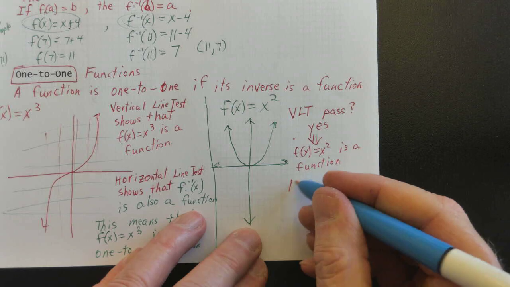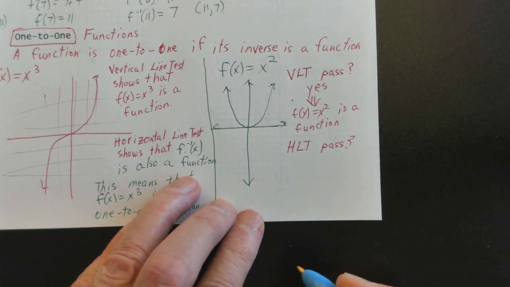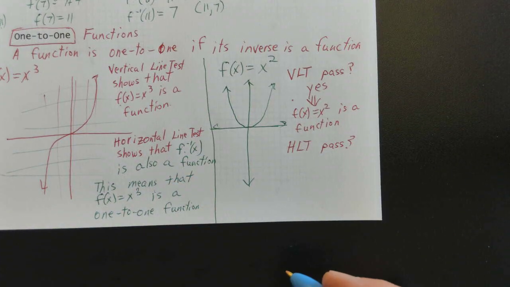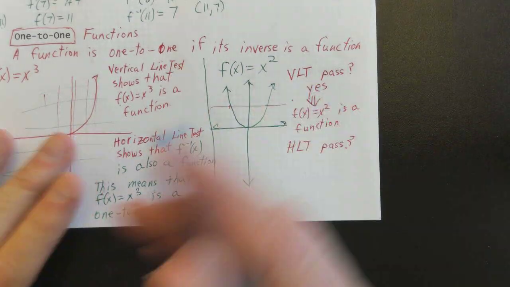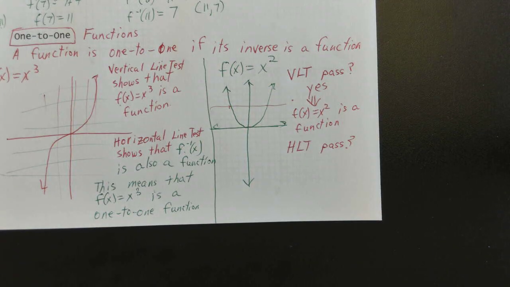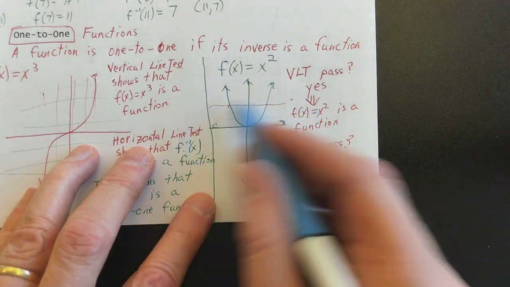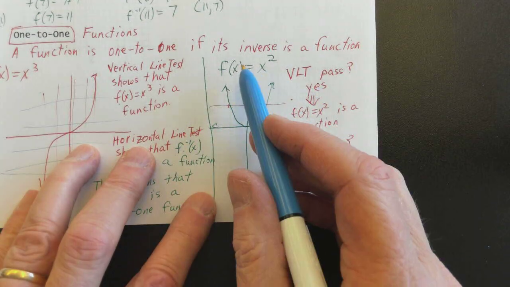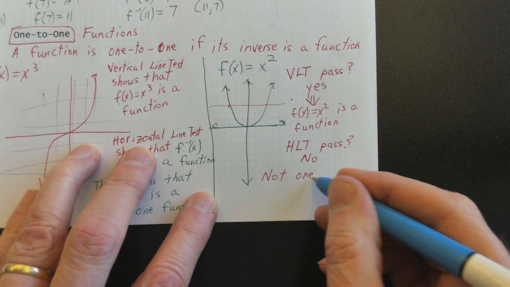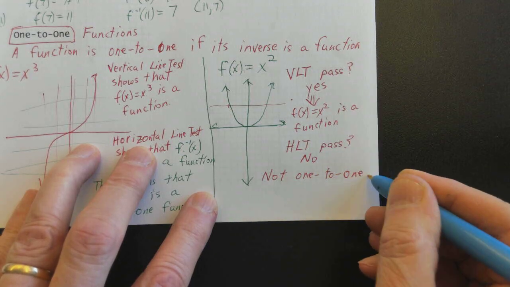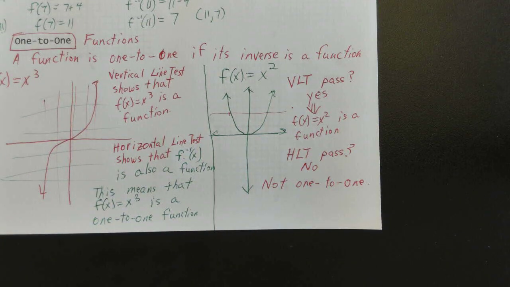All right? Horizontal line test. Does it pass that? Michael? No. Look, this horizontal line is going to hit it twice. Any horizontal line that hits it twice means that it doesn't pass. So, no, it does not pass. So its inverse is not a function. The inverse of f of x equals x squared is not a function. So this is not one-to-one. Just by the graphs, are you seeing that this one is one-to-one and this one is not one-to-one? Okay.